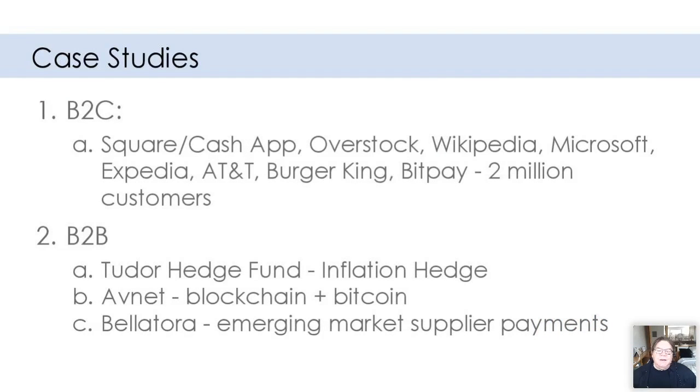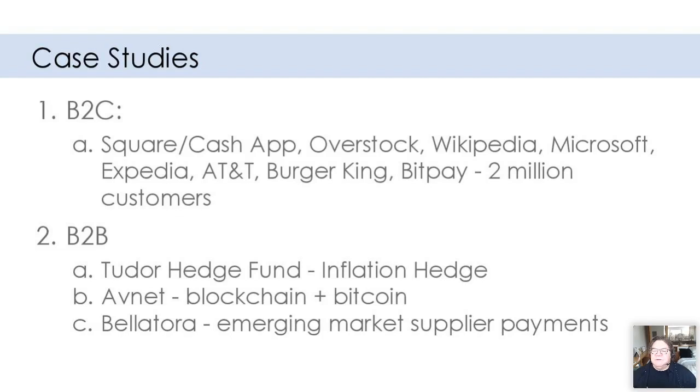Case studies. I'd hoped to have more formal case studies, but that didn't really happen. It's still very early. The top one on the B2C side is Square, which is Jack Dorsey's company. He also is the CEO of Twitter. Their Cash App, which is like Venmo or any of the other wallet-based apps, also accepts Bitcoin, and they saw a 400% increase year over year in the use of Bitcoin in their Cash App, and it's actually turned a nice profit for them.